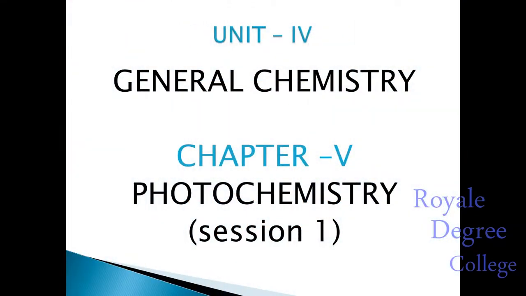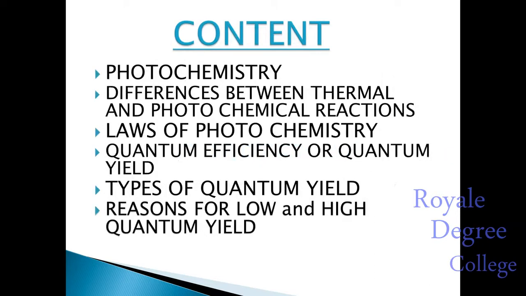As we are talking about Unit 4 General Chemistry, today we'll deal with Chapter 5, Photochemistry. In this we'll start the first session. We'll study photochemistry, differences between thermal and photochemical reactions, laws of photochemistry, quantum efficiency or quantum yield, types of quantum yield, and reasons for low and high quantum yield.